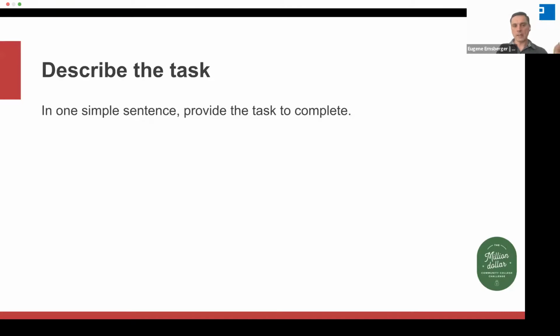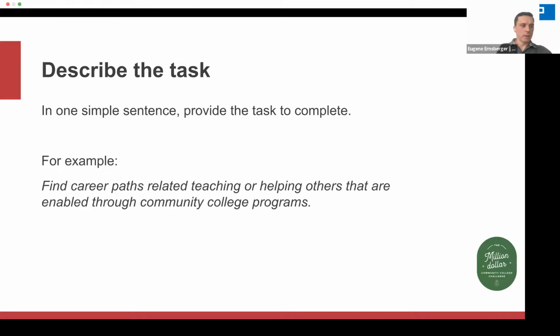And then you want to describe the task that you want them to accomplish in one simple sentence. So the correlating example here would be, find career paths related to teaching or helping others that are enabled through community college programs.